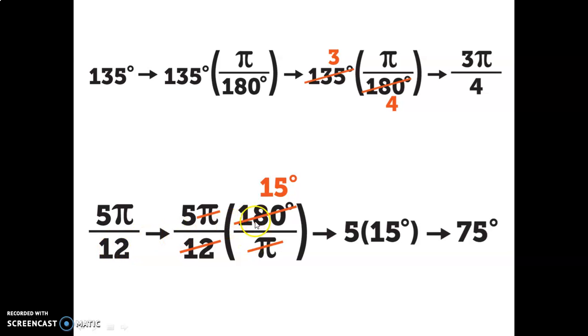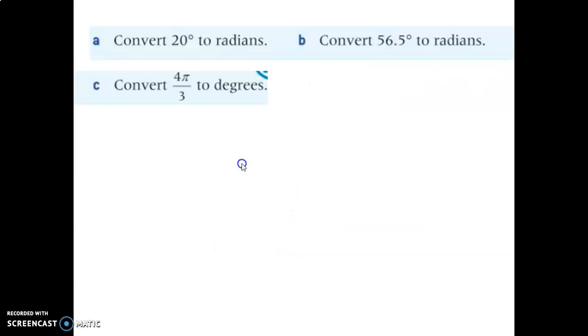We multiply by 180 over pi. Notice the pi's cancel. The 180 and 12 can reduce to 15. So we end up having 5 times 15 equals 75 degrees. Check your work carefully there. There's just some work with fractions you have to be able to do there. If you need more practice with this, there's a practice assignment that follows this video.